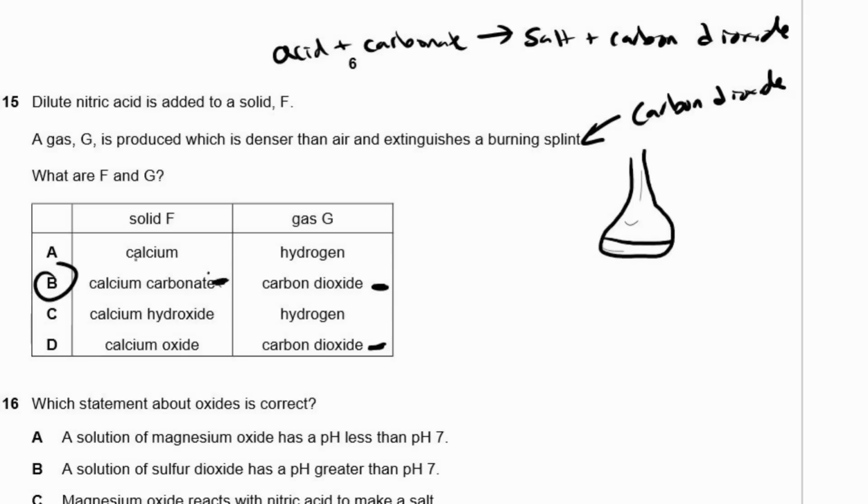It's a carbonate. It's not just plain calcium. You need to get the carbon dioxide from somewhere. Calcium hydroxide, again, you need to get the carbon from somewhere. And calcium oxide, same thing. You need to get the carbon from somewhere. Nitric acid has no carbon in.